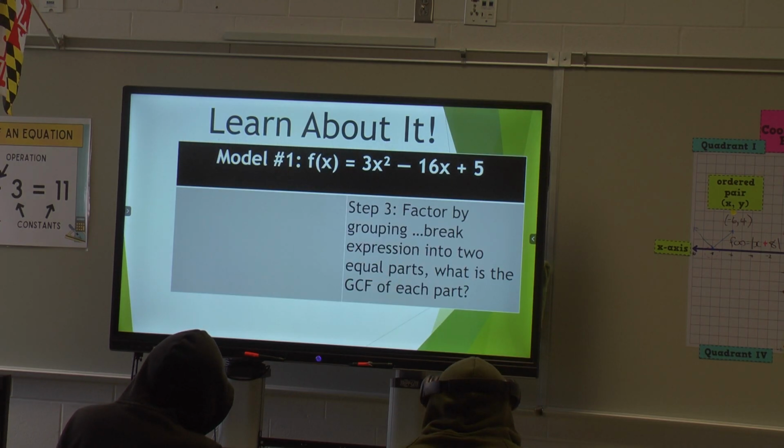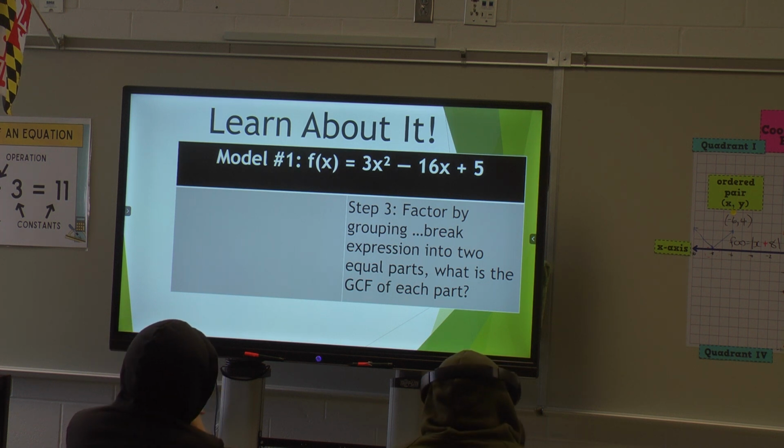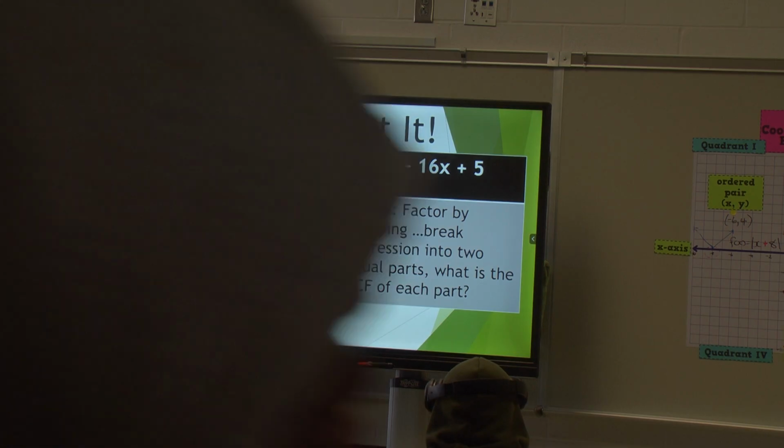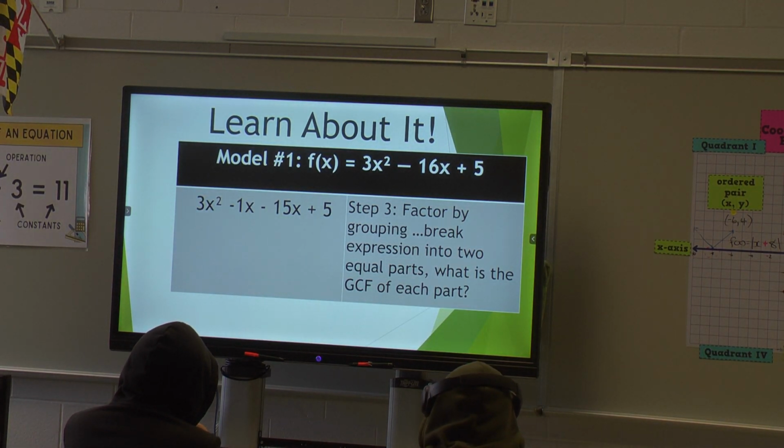Okay. So now we broke it down into 4 terms. Now we're going to factor by grouping, breaking the expression into 2 equal parts. And then what is our greatest common factor of each part? So, I see I got 3x squared minus 1 minus 15x plus 5.